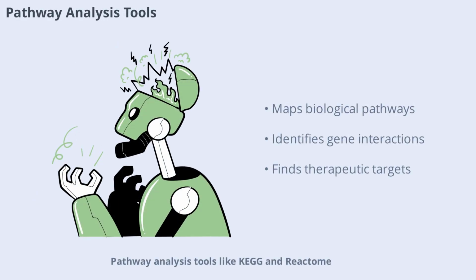Pathway analysis tools like KEGG and Reactome map genes and proteins to biological pathways. These tools help researchers see how genes interact in complex processes like metabolism and signaling. Pathway analysis is crucial for understanding disease mechanisms and identifying therapeutic targets.